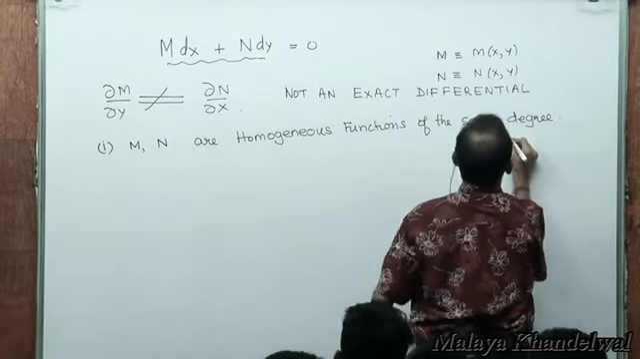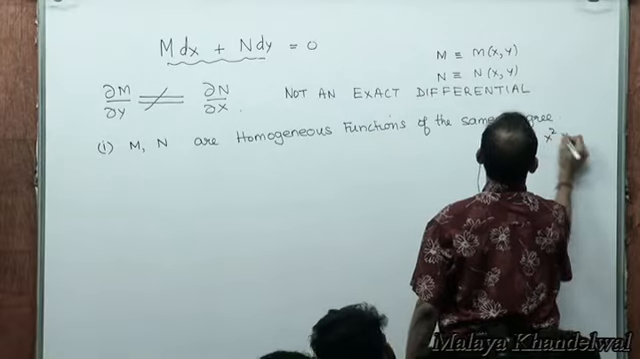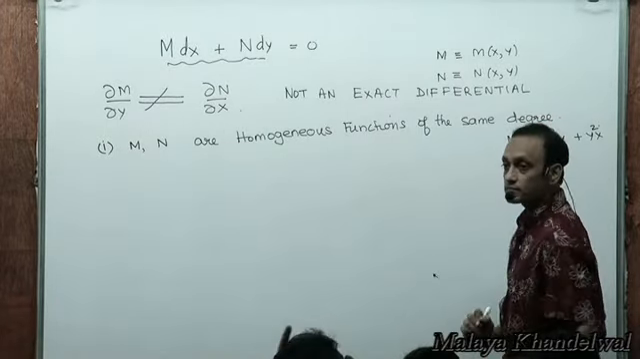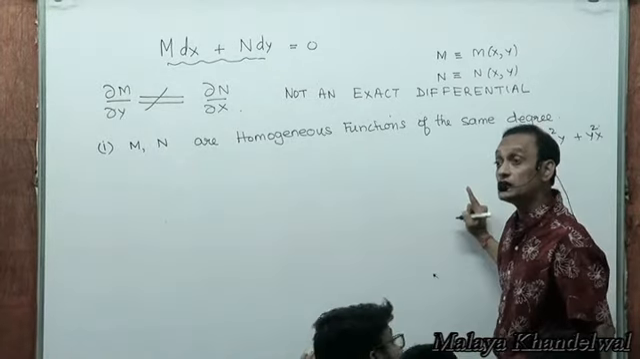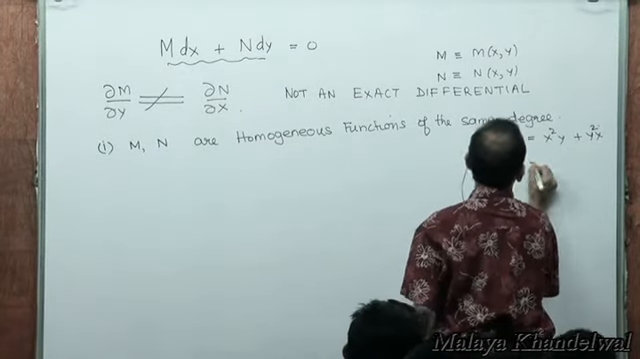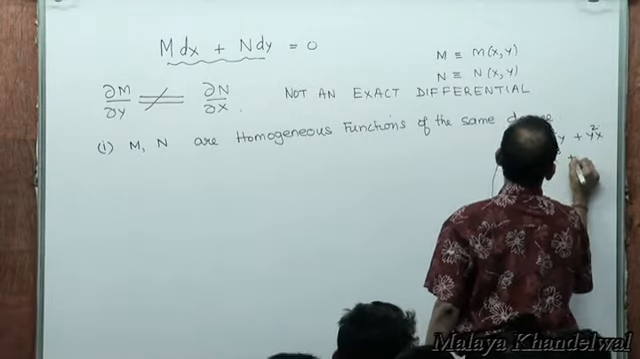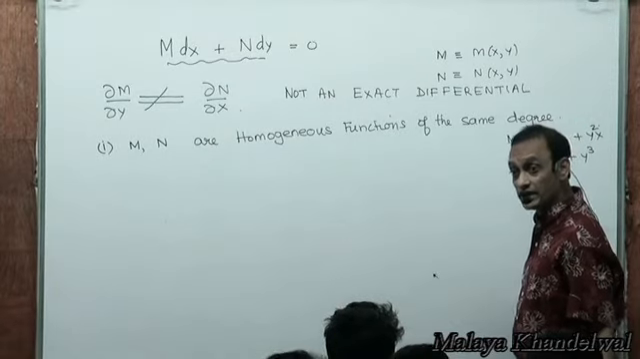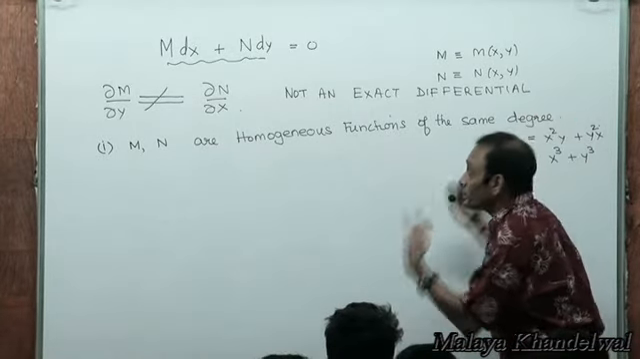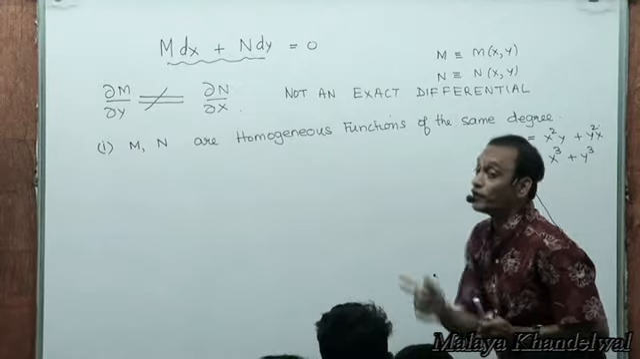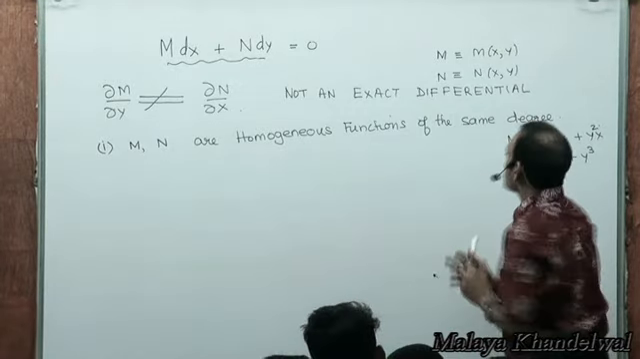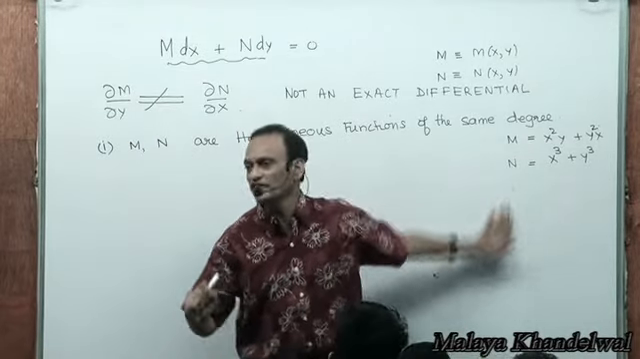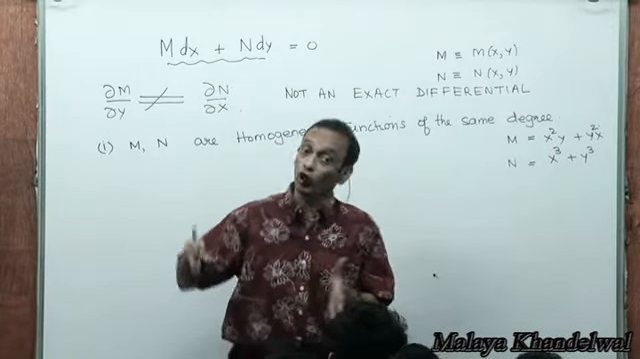For example, M could be, say, x squared y plus y squared x. It's a homogeneous expression of degree 3. And say N could be x cube plus y cube. This is a homogeneous expression of degree 3. So I'm talking of M and N being homogeneous and of the same degree. So what works in homogeneous cases is y equal to vx. Y by x is v will always work.